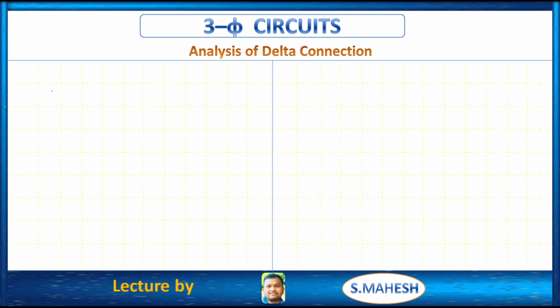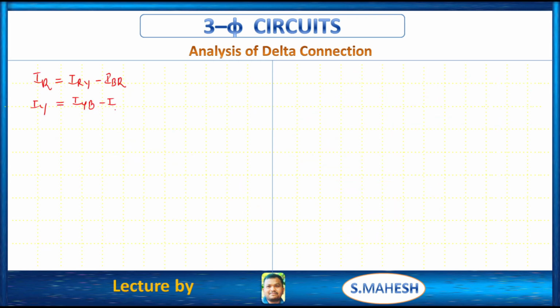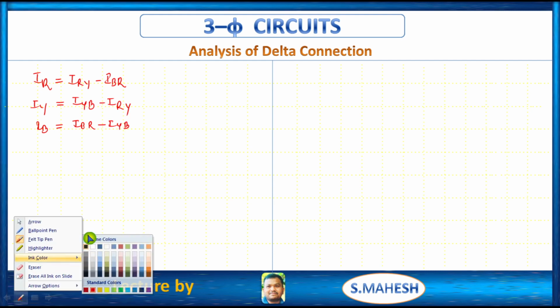Okay, let us write the points here. IR, which is equal to what? IRY minus IBR. IY, which is equal to what? IYB minus IRY. Like that IB, which is equal to what? IBR minus IYB.